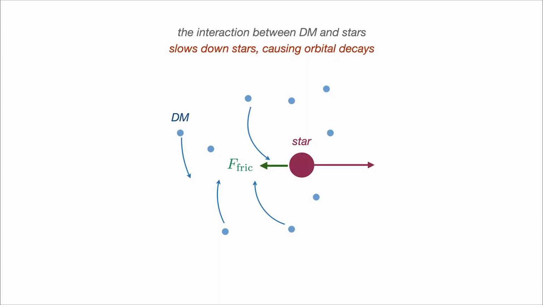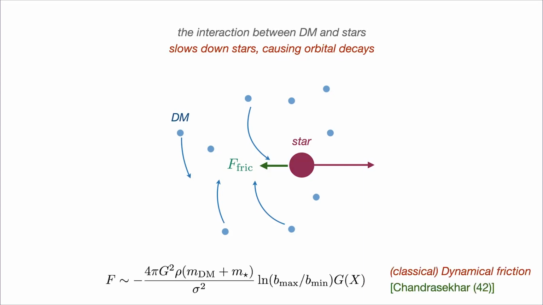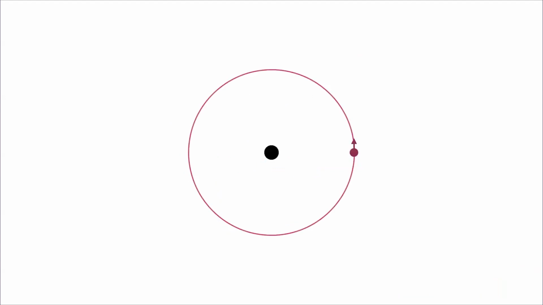So what I mean by orbital decay is basically the frictional force, which was calculated by Chandrasekhar. There are the density, the dark matter mass, the star's mass, and there's a kind of Coulomb logarithm, which comes from the long-range nature of the gravitational interaction.